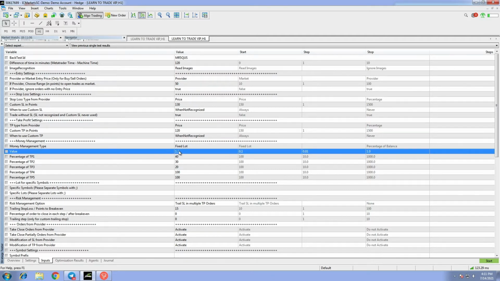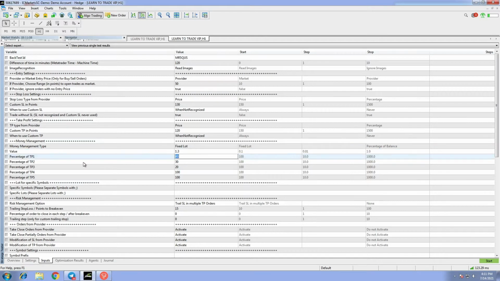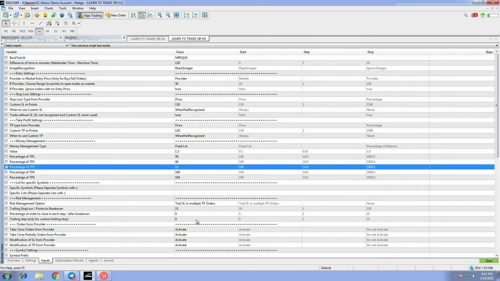Then set each TP to the following. Take Profit 1 to 50. Take Profit 2 to 40. Take Profit 3 to 10. For Risk Managements, we leave everything at default.